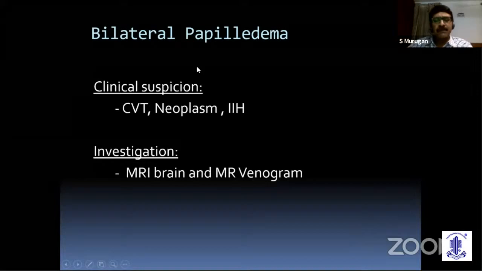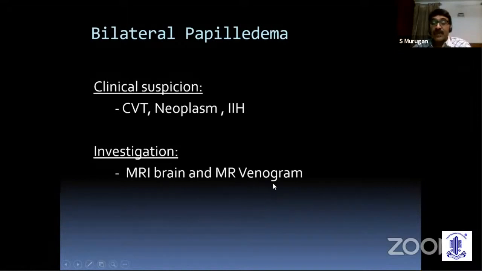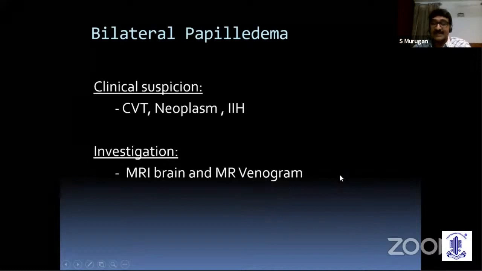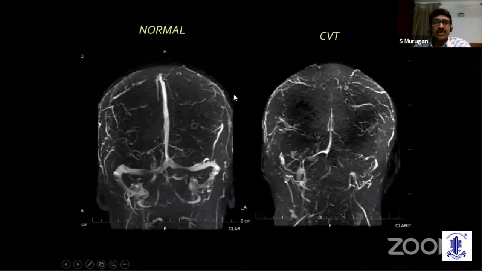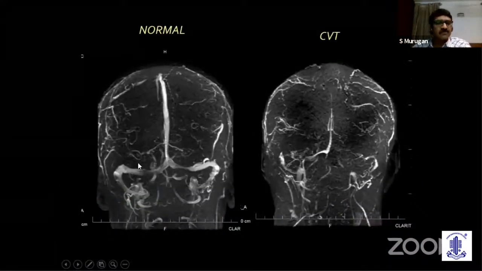And bilateral papilledema is another common indication. Of course, we are looking at CVT, neoplasm or idiopathic intracranial hypertension. MRI brain with MR venogram, which is a non-contrast study, is the investigation of choice. This is a normal MR venogram, completely normal. We can see this completely occluded.